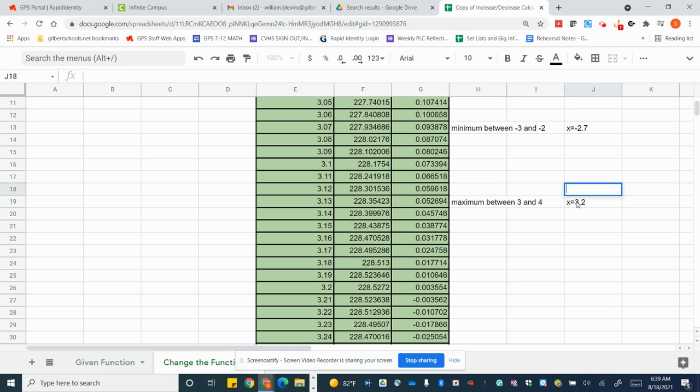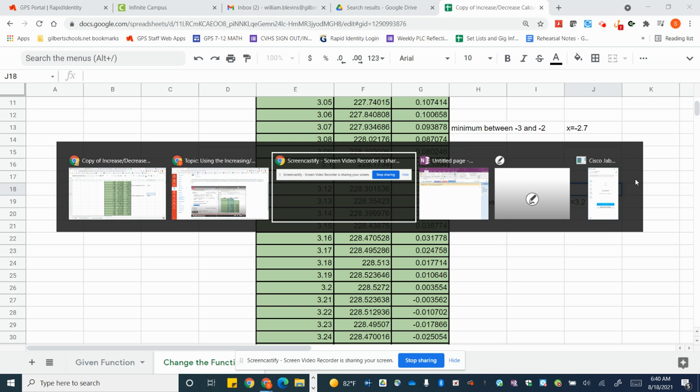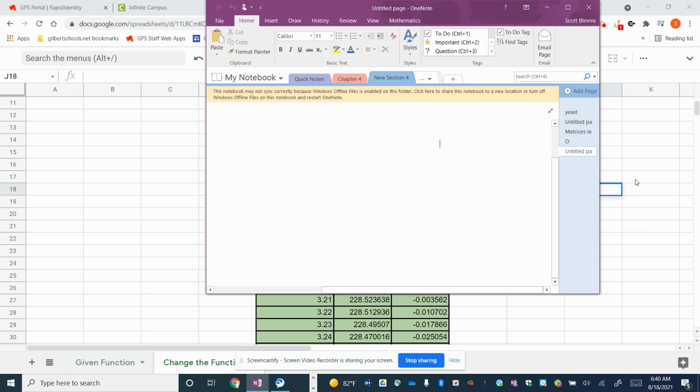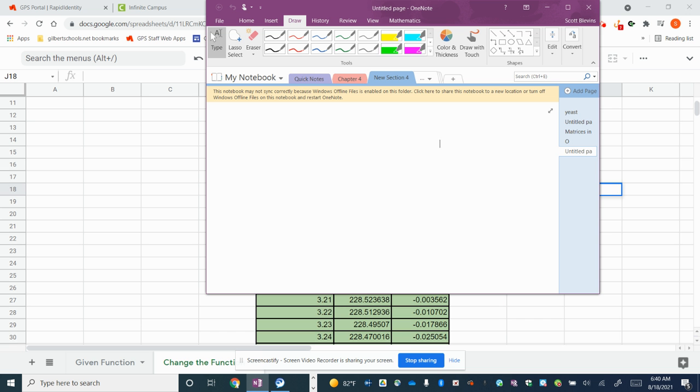Now what we're going to look at is the interpretation part of this. So again, for the interpretation, we're going to draw a very quick picture of a number line and plot these 2 points on the number line. Then we'll just simply be able to determine where the function's increasing and where it's decreasing. So if -2.7 is the minimum and 3.2 is the maximum, if I switch over here and draw a very fast picture of that concept, give me just a quick moment.